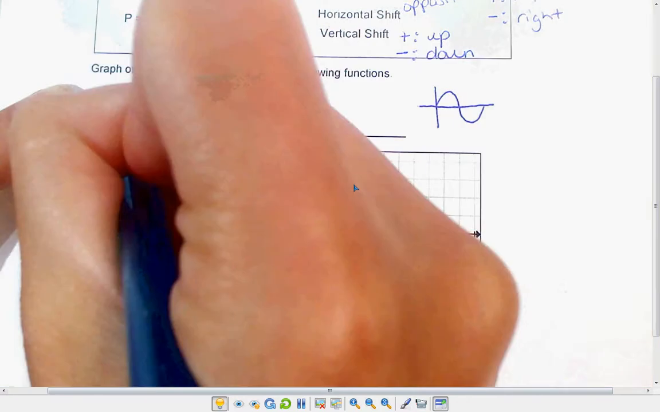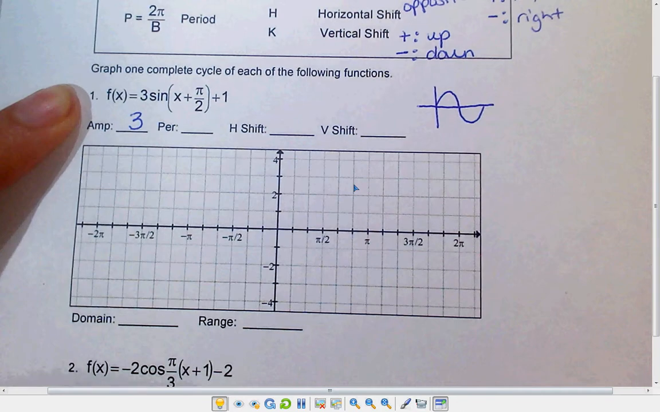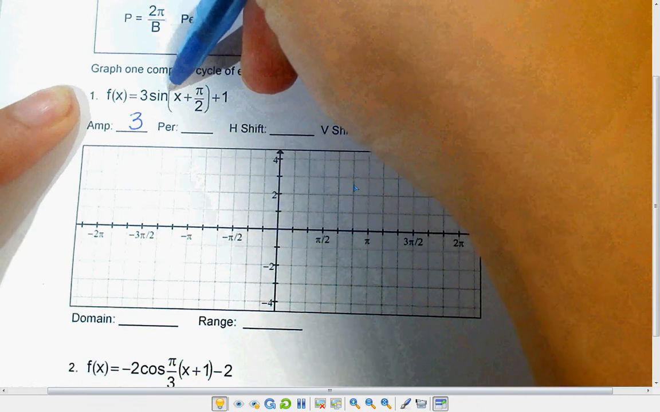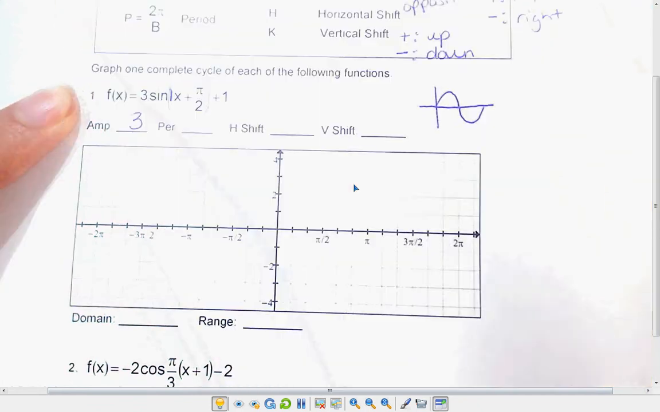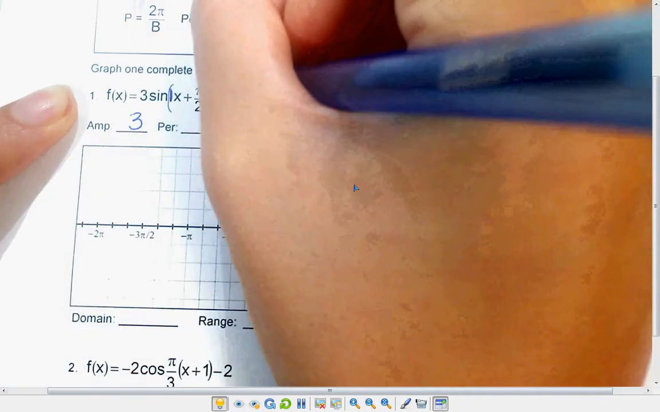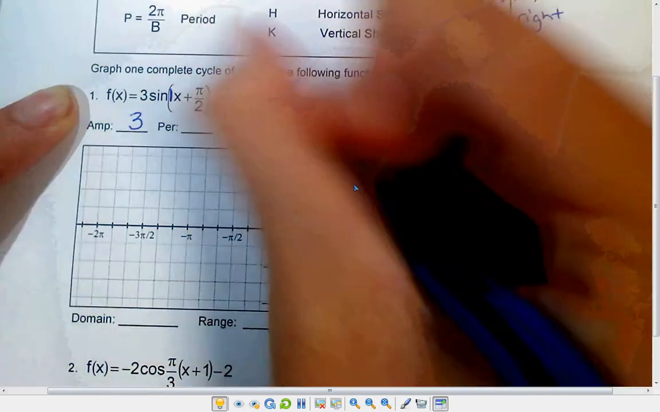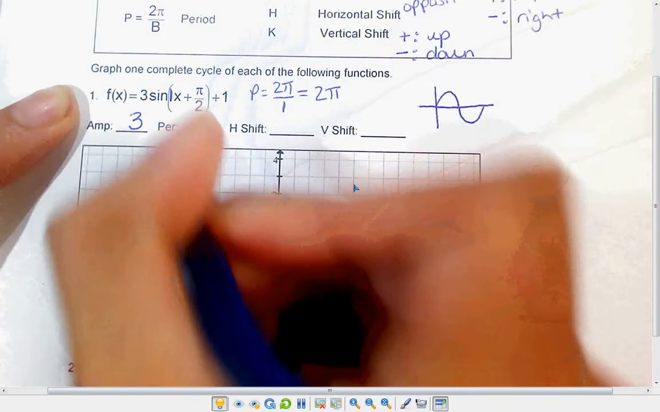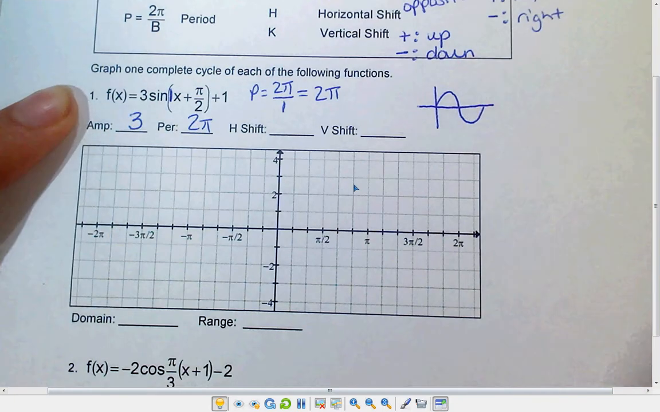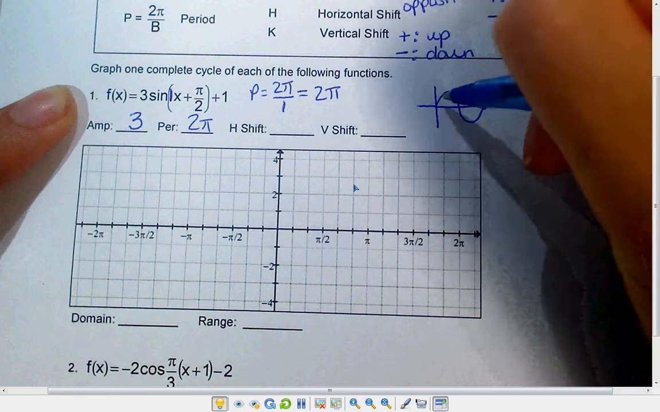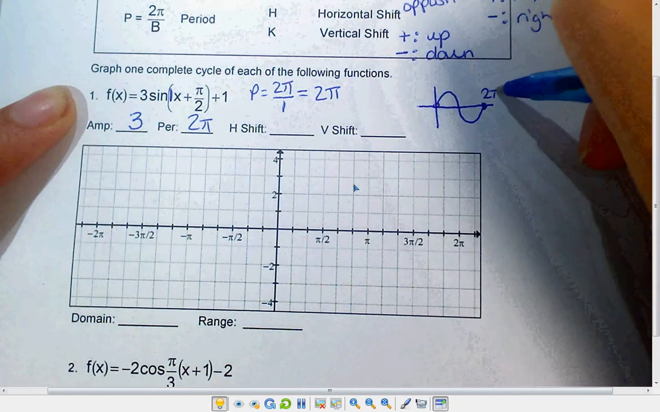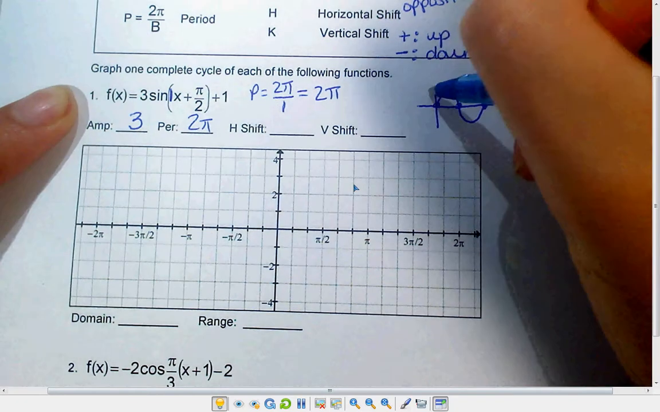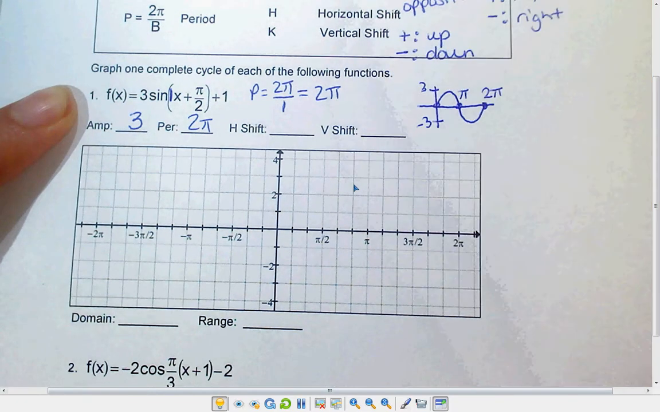My amplitude is 3. My period, so I'm looking at the number in front of the x. Right here there's nothing, which means it's the same thing as having a 1 there. So to find my period, I'm going to do 2 pi divided by 1, which is just 2 pi. So my period is 2 pi. I'm going to label this on my sketch. So I know this stops at 2 pi, which means the midpoint is pi. And because the amplitude is 3, I know it's going to go up to 3 and down to -3.